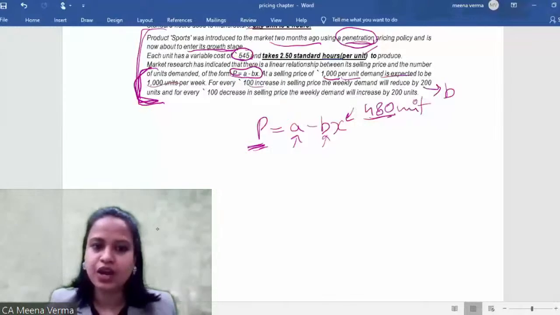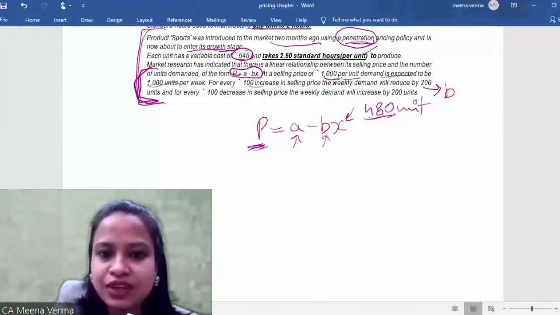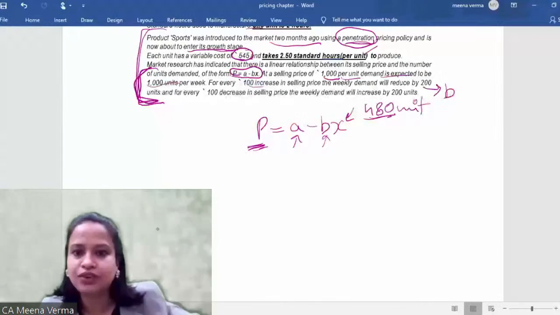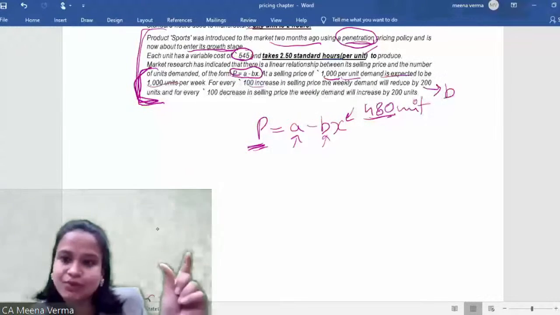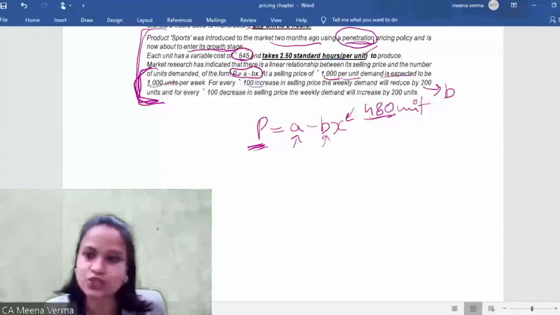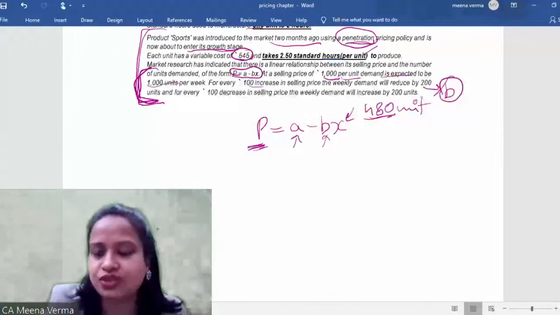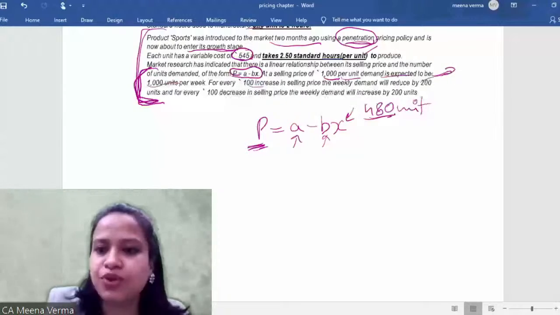Okay. Now, how to find A and B? B can be found very easily because it is given here. If the selling price increases by 100, demand will reduce by 200. So change in price upon change in quantity is given. Okay. Change in price to change in quantity is given. So B is given. See, it is mentioned here. I have already told you that B is given. You can find B from here.